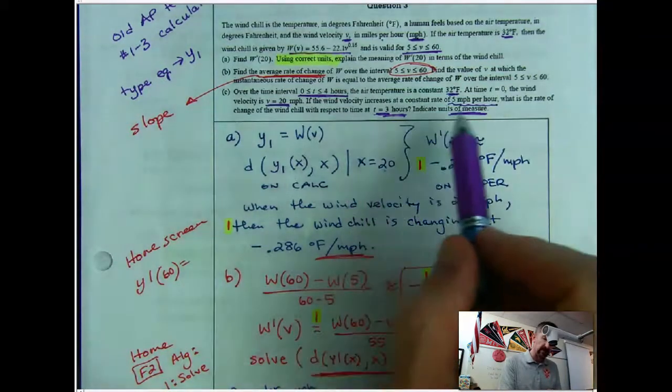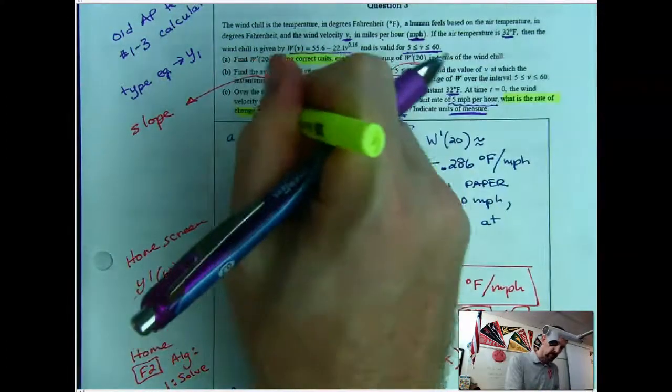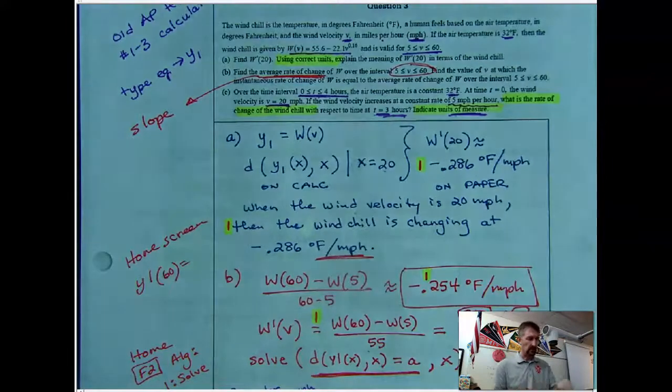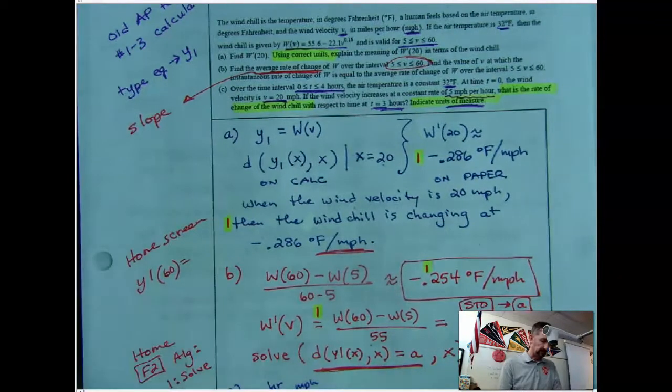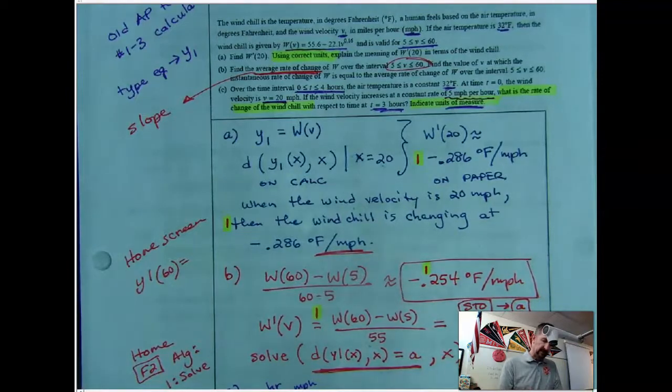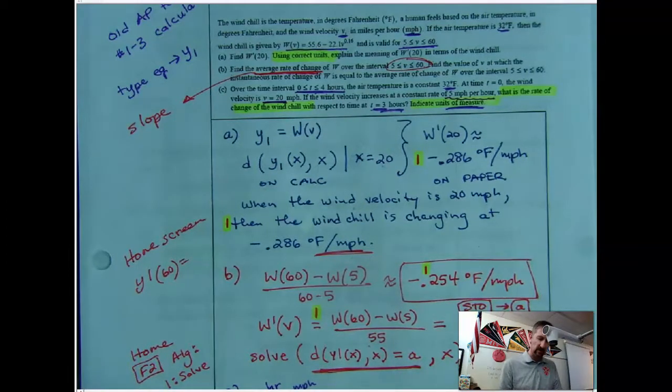Okay, now the question says, what is the rate of change of the wind chill? Units of measure. So what we're looking for is dW/dt. Now, if we can get dV/dt by taking the derivative of this, that would be 5. So we want dW/dt. W of V is our formula. So if we take the derivative with respect to time, then we're going to need the derivative of that times, using the chain rule, the derivative of this.